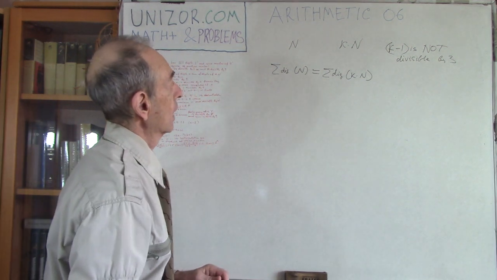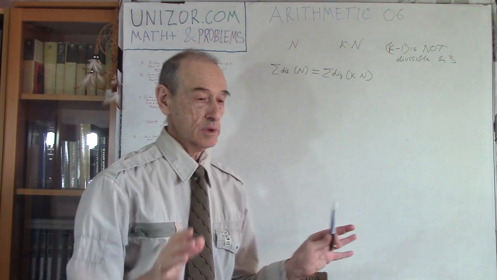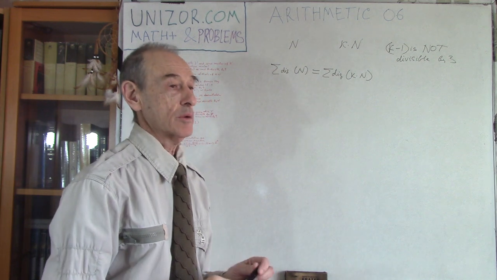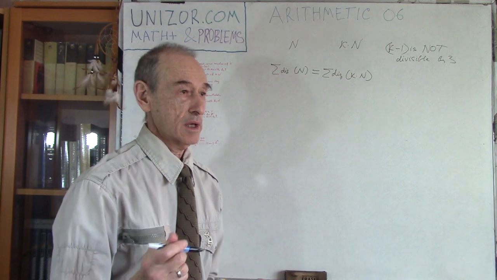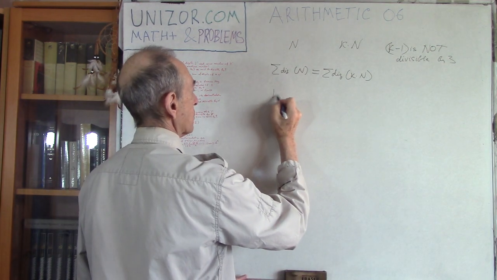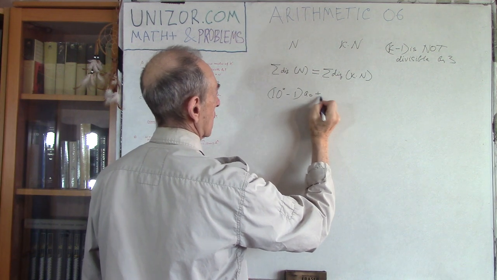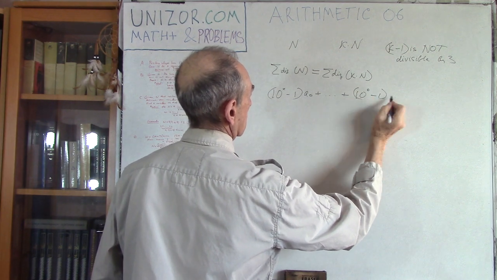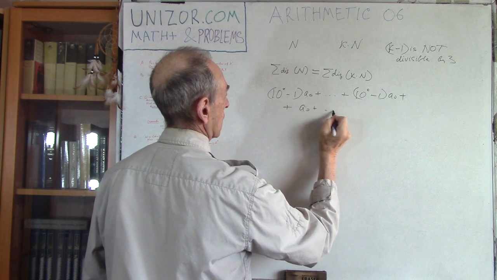Okay, how can it be proven? Now, back to divisibility by 3 and by 9. Now, the remainder, again, if you will represent our number in this format.